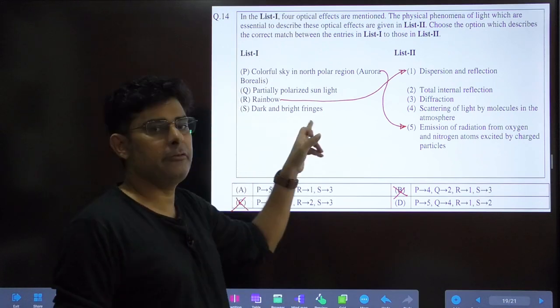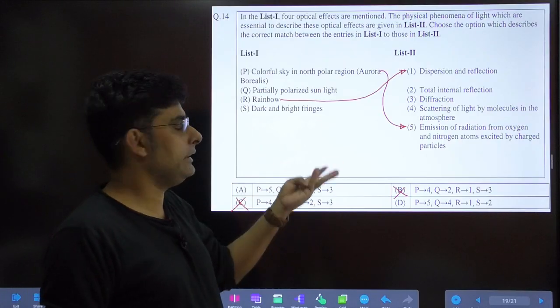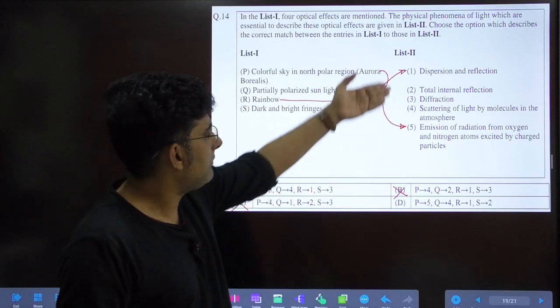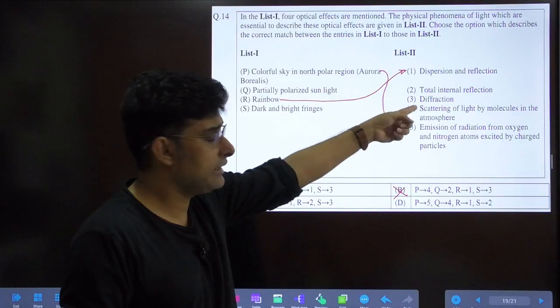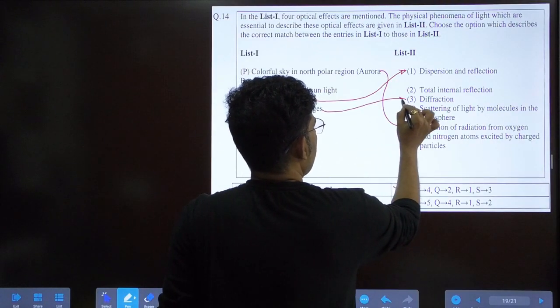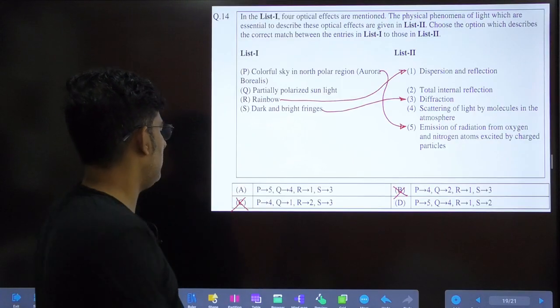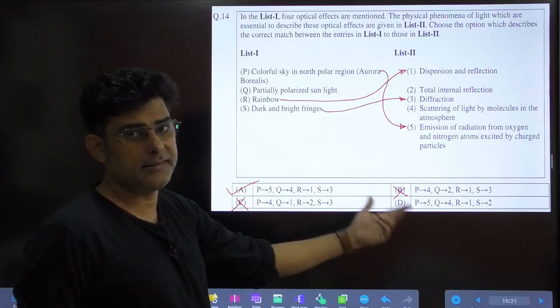Next, very simple, we know dark and bright fringes. Dark and bright fringes we study in interference or in diffraction. Have they given interference anywhere? No. Have they given diffraction? Yes. So directly, dark and bright fringes will match with diffraction. So S will be 3. So S is 3, which one will be the correct option? A. So A is the correct option.